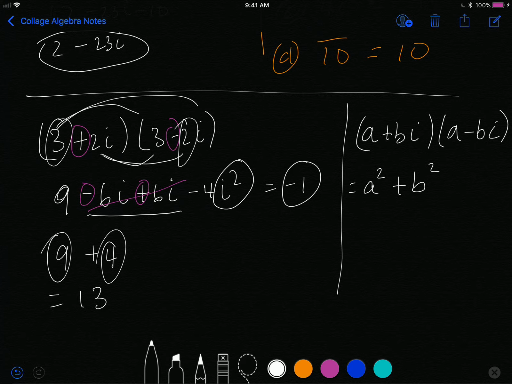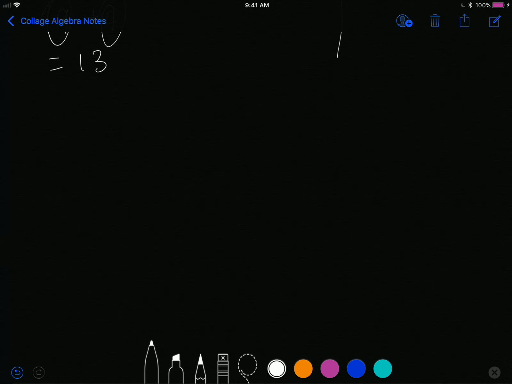Alright, so that's the first part. Those are your complex numbers. Let's go ahead and look at our complex solutions. First thing we have to know is how to handle complex numbers.